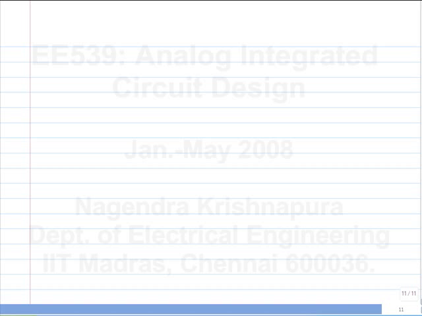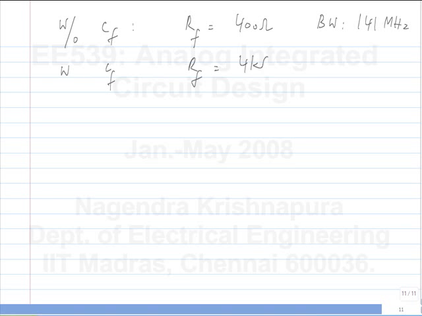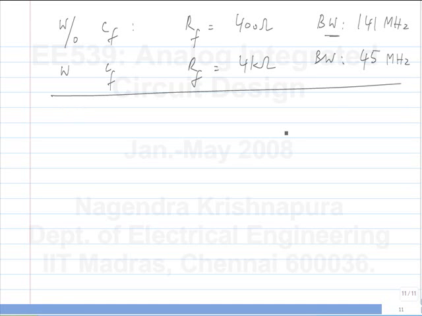So if you look at it, without CF, to get maximal flatness, RF was 400 ohms and the resulting closed loop bandwidth was 141 megahertz. Now with CF, RF is 4 kilo ohms. The bandwidth is reduced, but only by a factor of 3, about 45 megahertz. So you increase the gain by 10, but reduce the bandwidth by 3. This is because of choosing a different method of compensation. Of course, the bandwidth is smaller, but you get a much higher increase in gain, by going to a pole zero compensation and then still adjusting the zero position to get a maximally flat response.